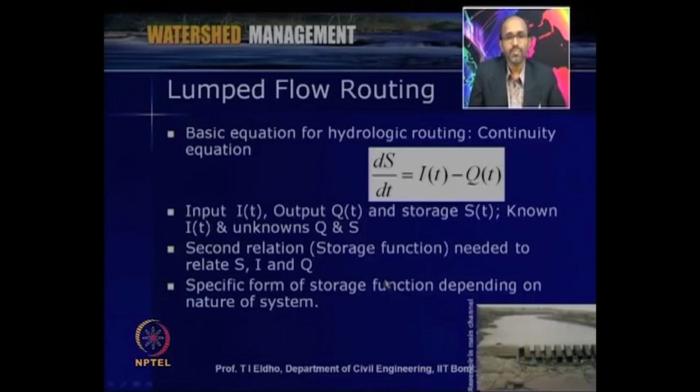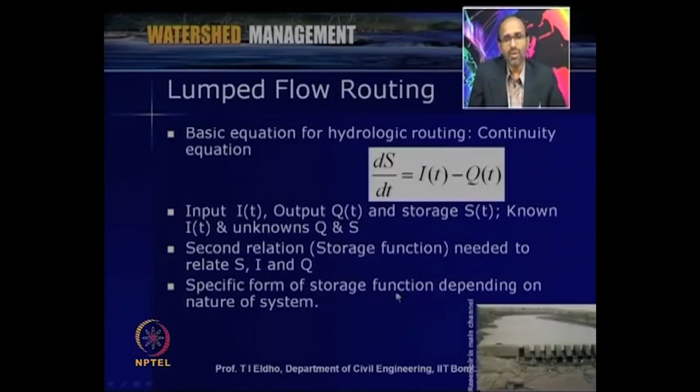If you know the inflow, then the unknowns are the outflow and storage, or Q and S. So other than this continuity equation, that the change in storage is equal to inflow minus outflow, we should have a second relationship, a storage function. This is needed to relate storage, inflow and outflow. So that way we will be dealing with lumped flow routing.